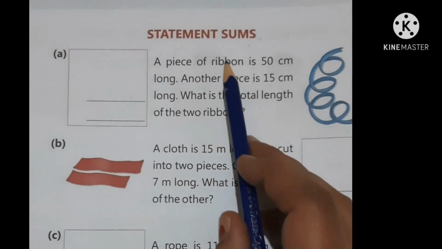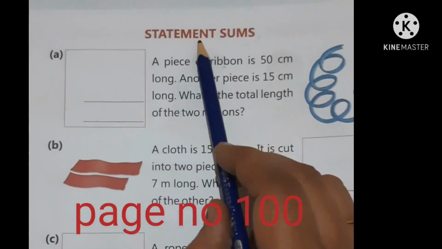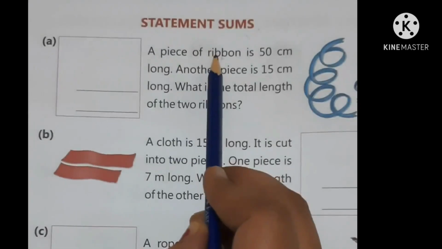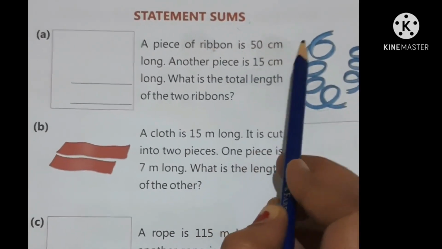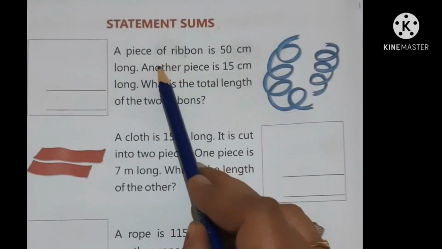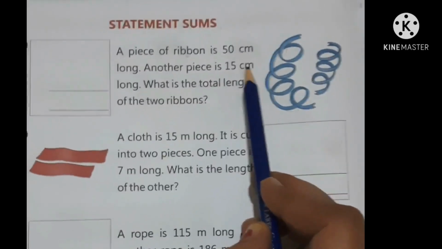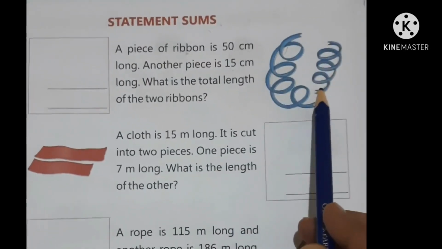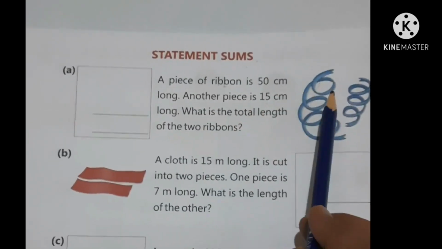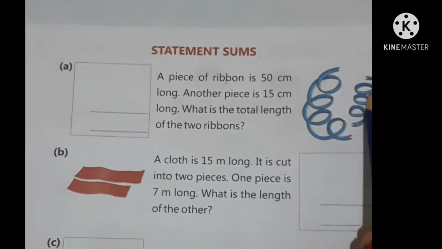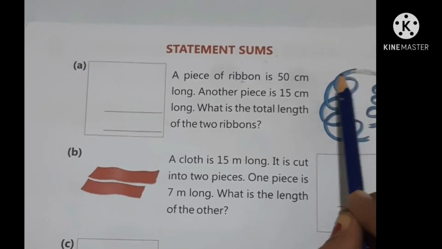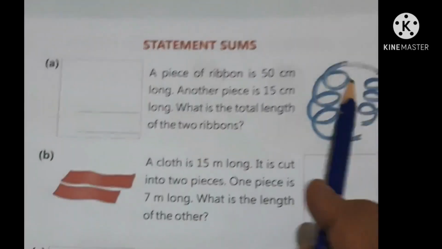Children, in page number 100, heading is Statement Sums. Let us do question A. A piece of ribbon is 50 centimeters long. So this ribbon is 50 centimeters long. Another piece is 15 centimeters long. So this is 15 centimeters long. What is the total length of the two ribbons? They are asking us the total length of two ribbons. If we join these two, we have to find out the total length of these two ribbons.